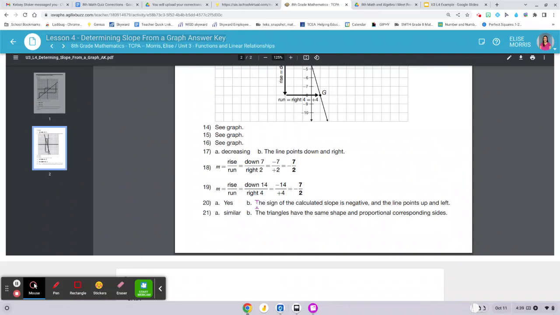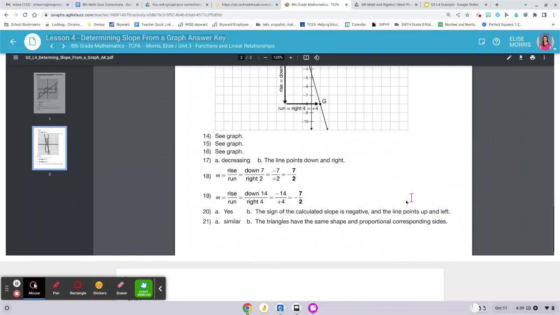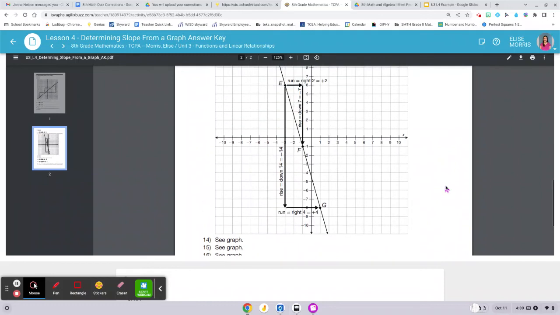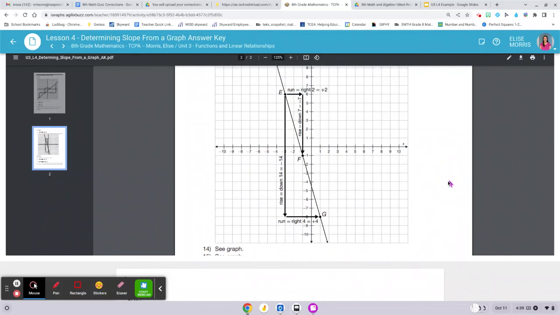Their explanation was the sign of the calculated slope is negative and the line points up and left. Okay. I don't love that explanation, but it's acceptable. I think you're probably going to more think of the slope is going down and the slope is negative. So that matches. So I would prefer you say whatever you think of first and not fill in exactly what I have. But if the slope is negative, it should be going down to the right.